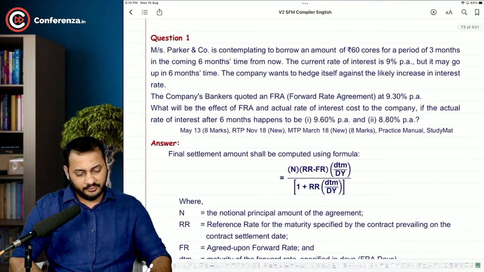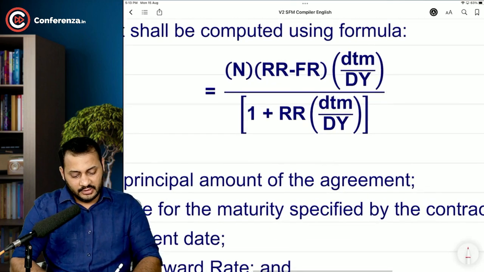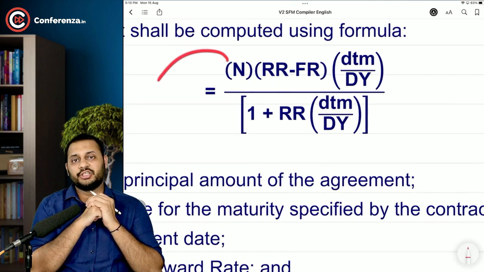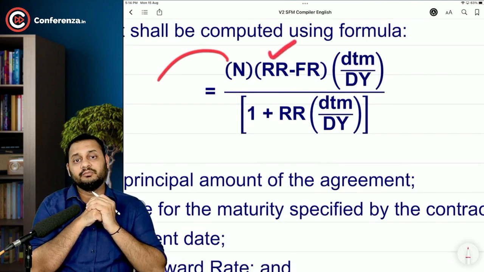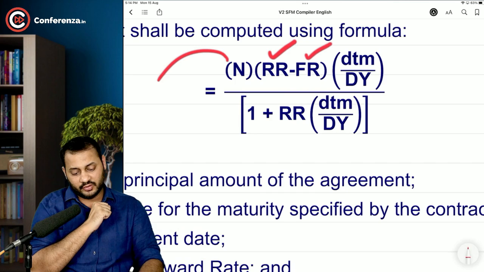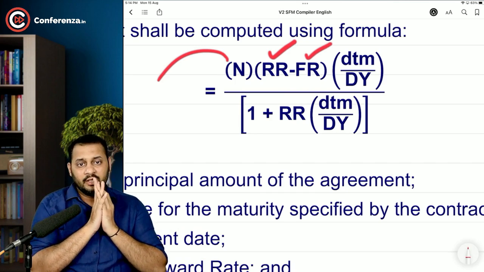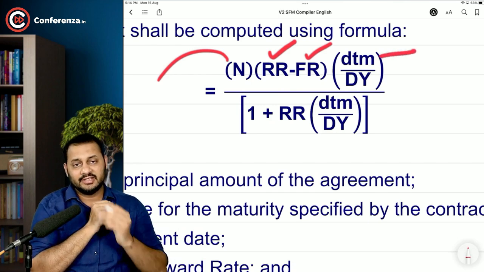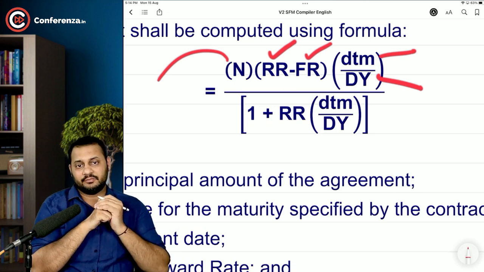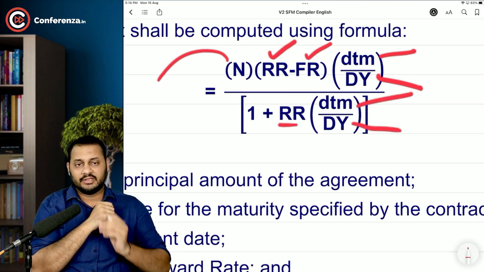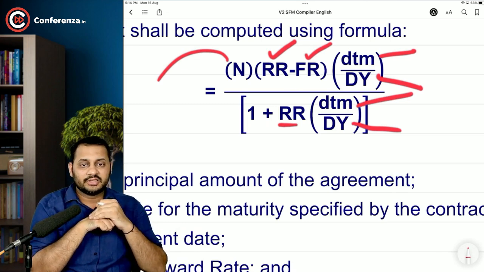This is question number 1 on the forward rate agreement. You can understand this formula. This is that 60 crore rupees notional principal amount. This is the spot rate on that date, called the reference rate. This is the forward rate agreed between the parties at the very beginning itself. And this is days till maturity, and DY is the days in a year. Reference rate, DTM, DY. That's it. If you take it into days, it will be like this. So this is your formula.